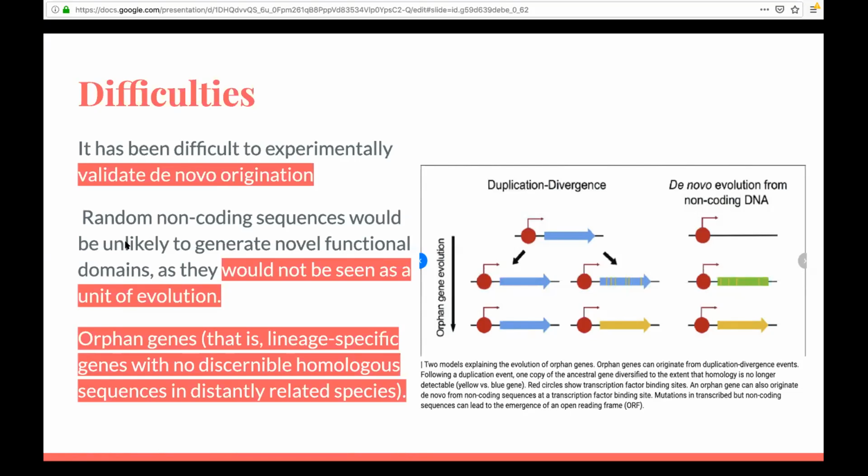The difficulties that this research faced were the fact that it has been difficult throughout the years to validate the novel origination of proteins. This is because if you think about evolution, there had to be units of evolution, which means that there are certain genes that carried on from one species to the next because they made it the fittest.